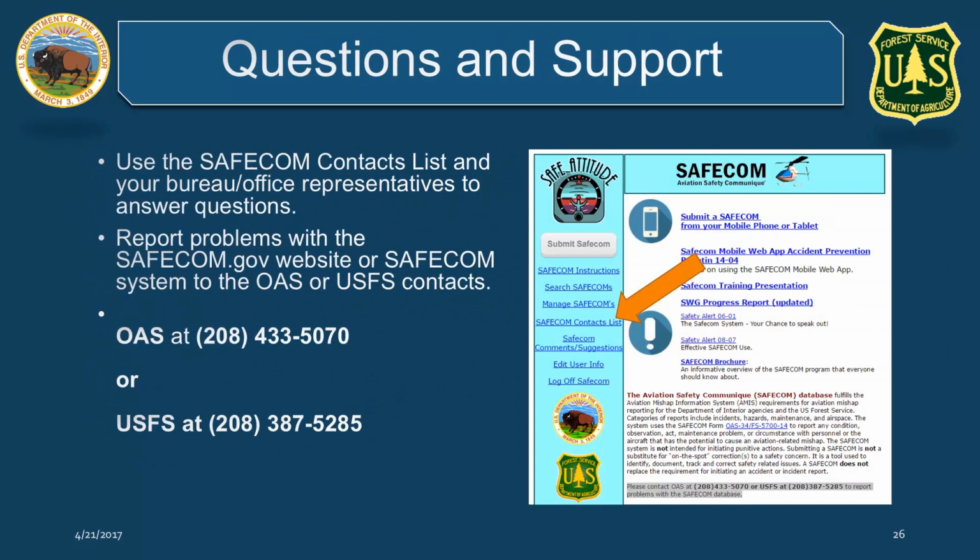Questions and support for Safecom can be found on the Safecom website. The contacts list and the Bureau representatives is available on that site as well. Or you can call OAS or the Forest Service at the numbers on the screen. Those are also available on the website.